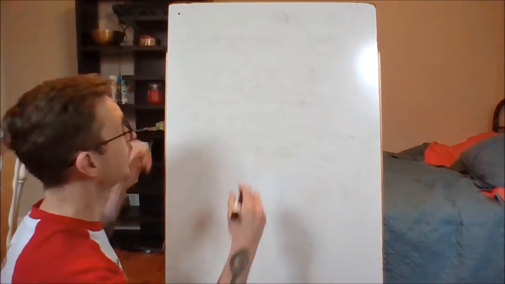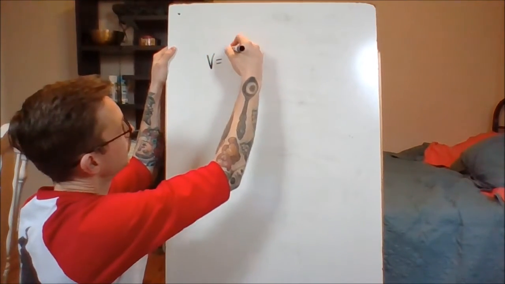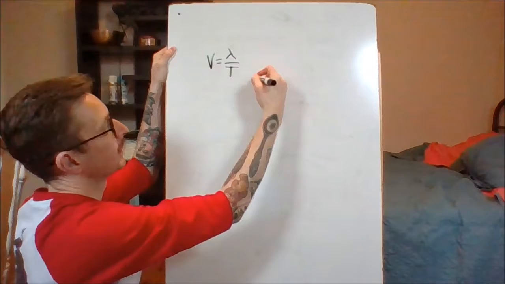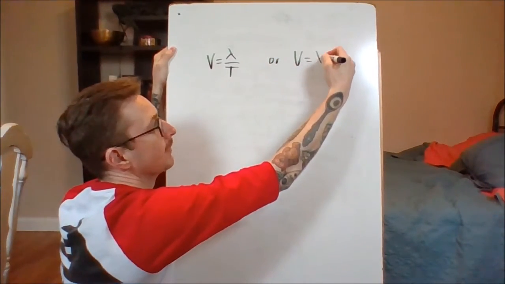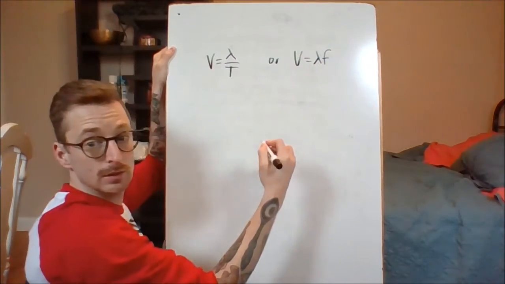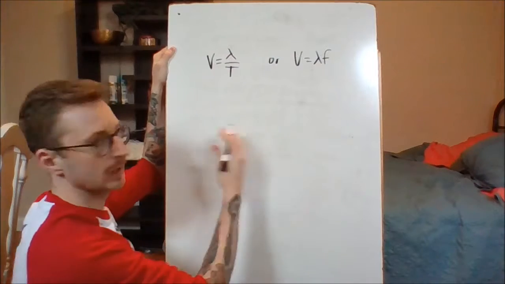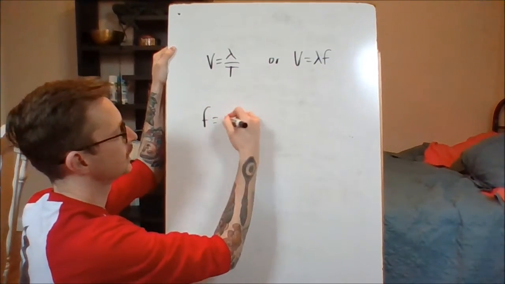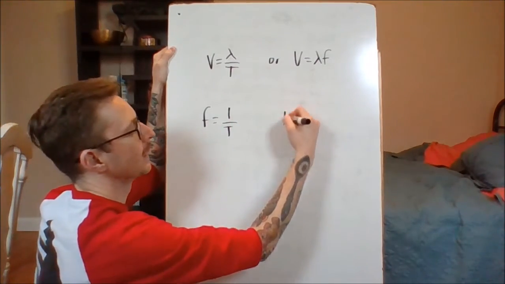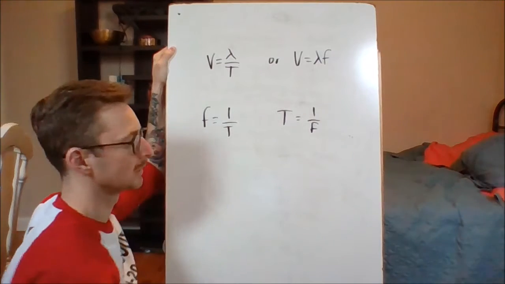So the basic equations that we came up with was the speed is equal to your wavelength divided by your period, or the speed is equal to the wavelength times the frequency. We can also just look at the relationship between frequency and period. They're reciprocals of each other. The frequency would be 1 over the period, and the period would equal 1 over the frequency.